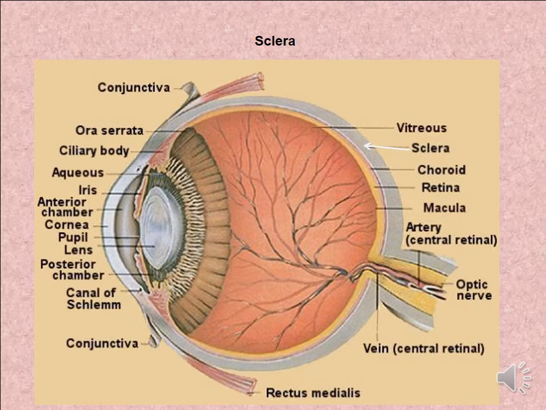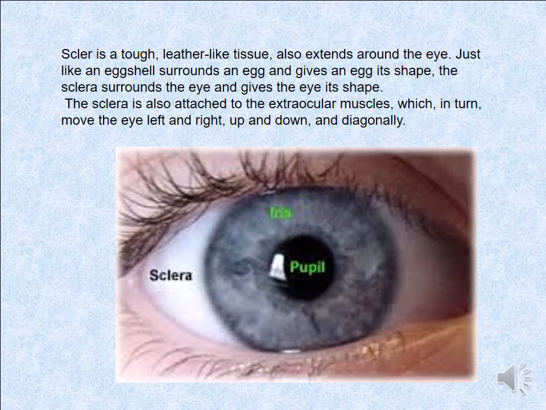Beyond the conjunctiva, we have another structure called the sclera. The sclera is tough, leather-like tissue, also extending around the eye, just like an eggshell surrounding an egg and giving the egg its shape. The sclera surrounds the eye and gives the eye its shape. The sclera is also attached to the extraocular muscles, which in turn move the eye left and right, up and down, and diagonally. It is the sclera that forms the outer layer of the wall, like the shell of the egg.